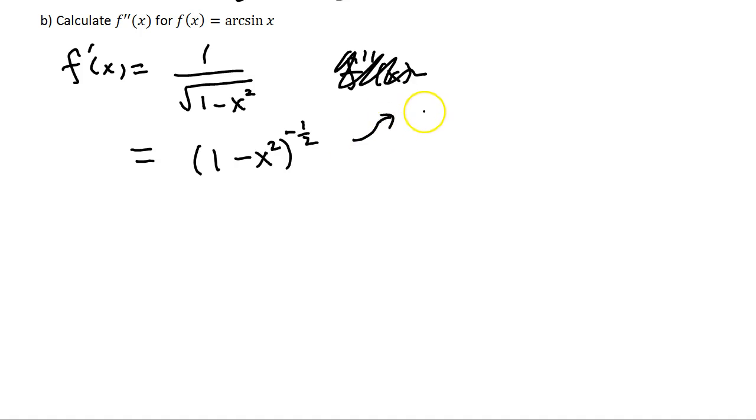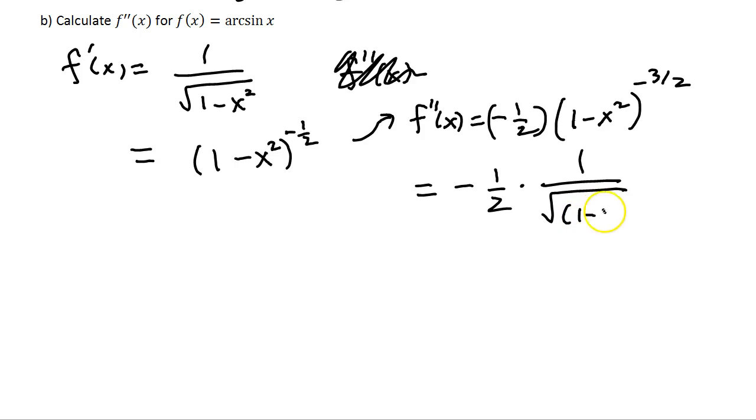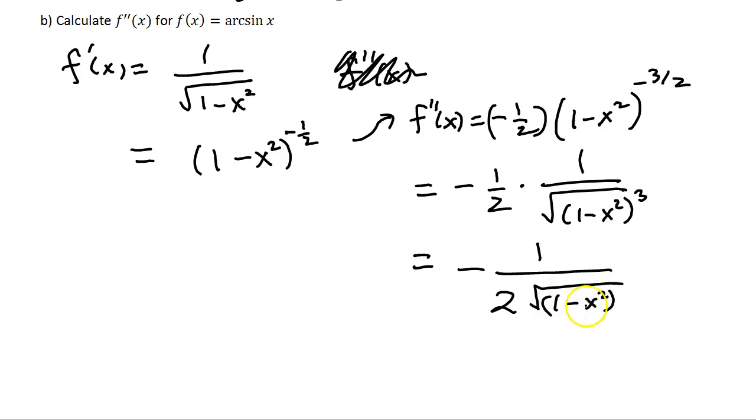Once you put it in that form, what's f double prime of x? Negative 1/2 comes out, and for 1 minus x squared, you subtract 1 from negative 1/2, so it's negative 3 over 2. That gives you negative 1/2 times 1 over, and the 1/2 power is square root, of 1 minus x squared, to the third power. And you can finally simplify it as negative 1 over 2 times square root of 1 minus x squared, cubed.